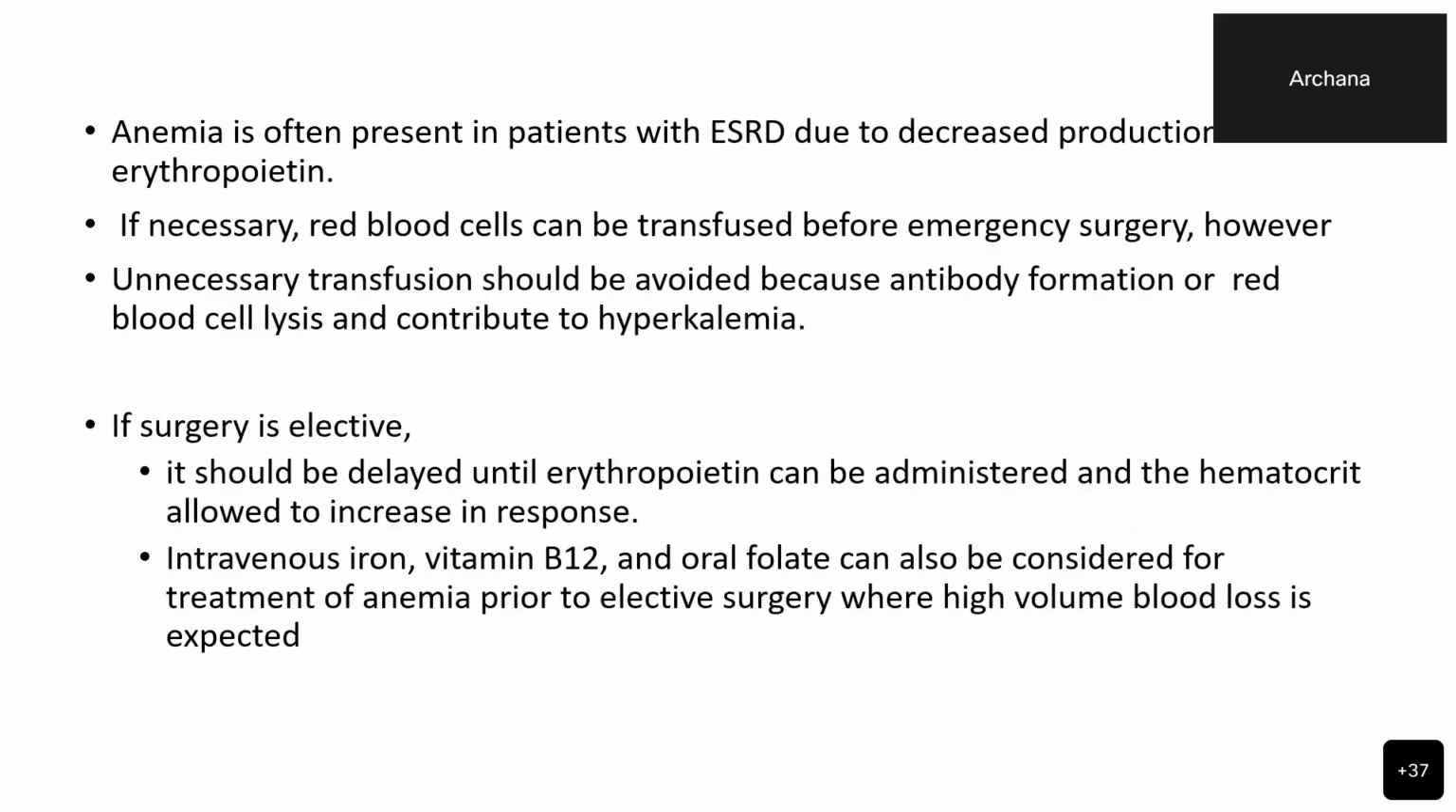The other thing in renal failure patients is anemia, because of decreased production of erythropoietin. If necessary, red blood cell transfusion before emergency surgery, but unnecessary transfusions are avoided in renal failure patients because of antibody formation or hyperkalemia. If surgery is elective, it should be delayed until erythropoietin can be administered and hematocrit allowed to increase in response, or you can use intravenous iron, vitamin B12 and oral folate to improve the anemia, and for the treatment of anemia if the surgery is expected to have high blood volume loss.